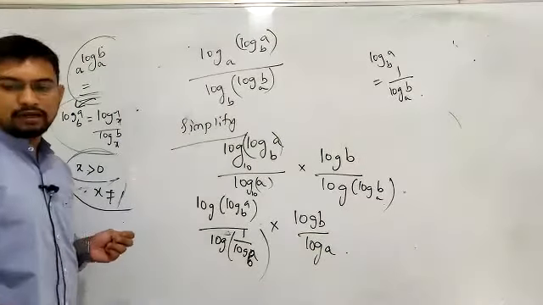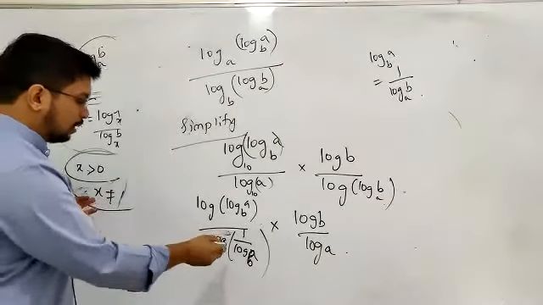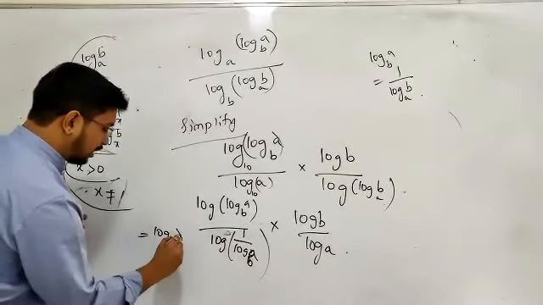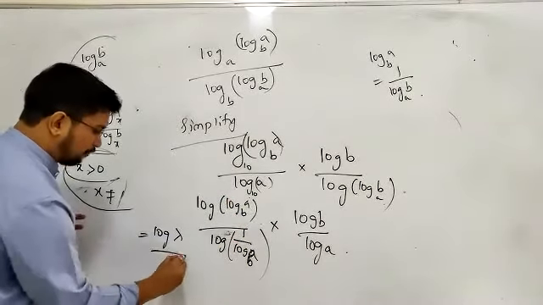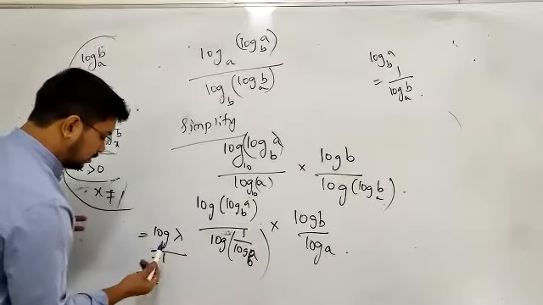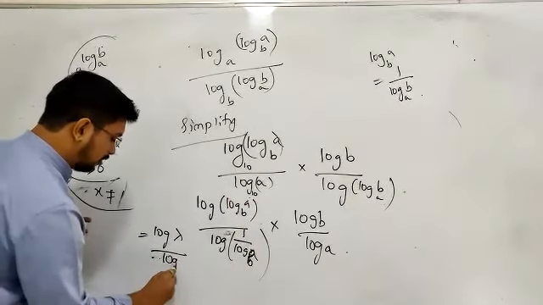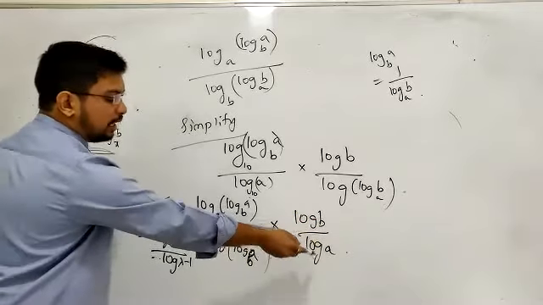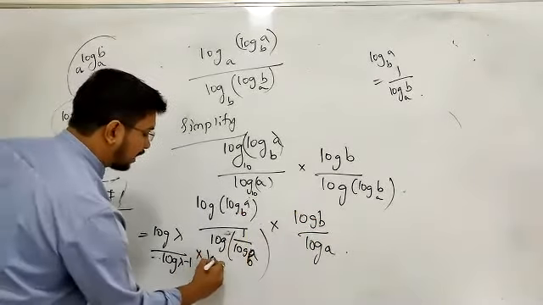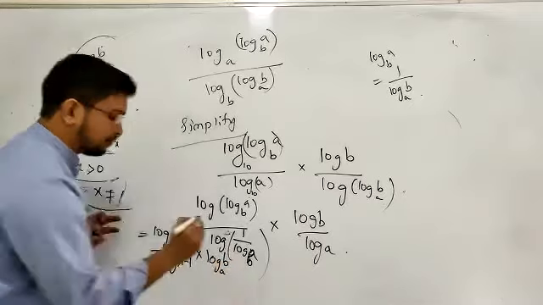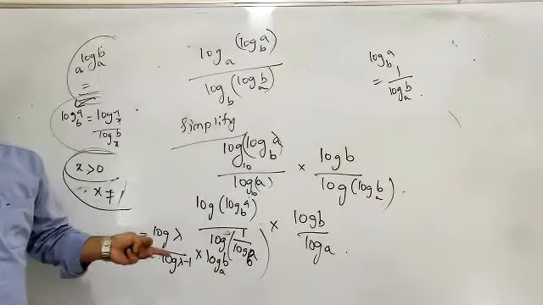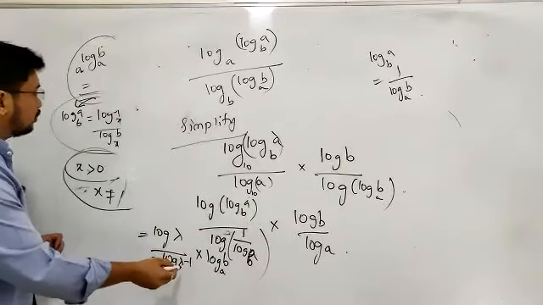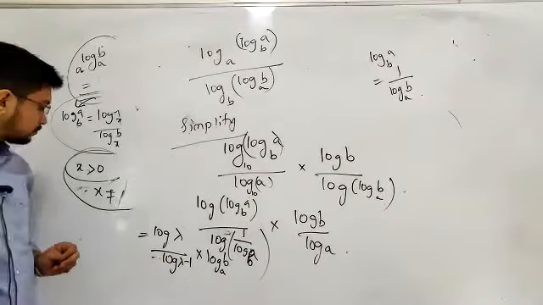This is log b by log a. Rearranging, this part is something like log of some lambda, log of lambda power minus 1 into log b by log a. This log b by log a I can write as log b to the base a, and the second part, you can get the answer for this as well.